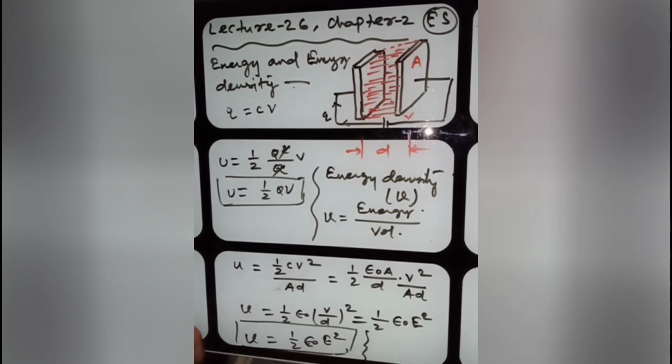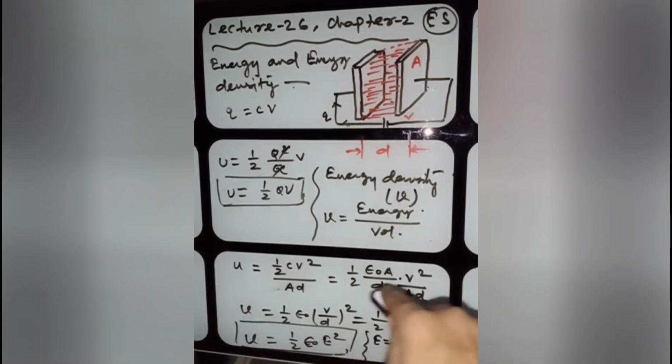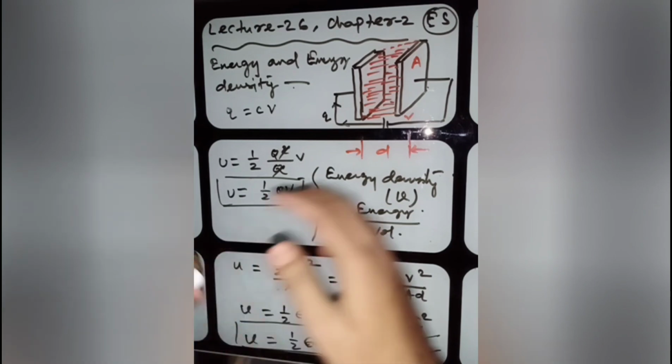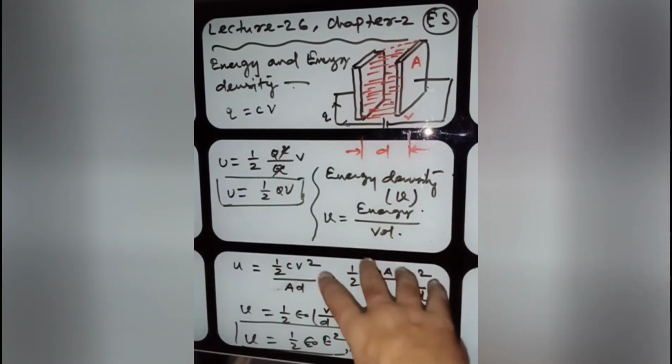Remember, my dear students, we have written this V by d as E because we know that E is equal to dV by dx, that is the potential gradient, or potential by length, or potential by position. This is the potential and this is the total position, that is the length of the capacitor, which is the separation. So my dear student, this is about potential energy and energy density.